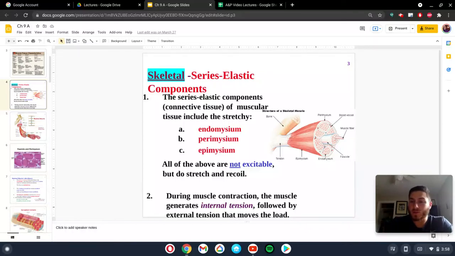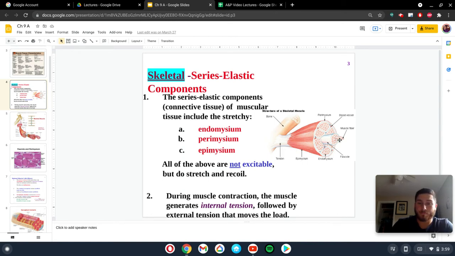Hey everybody. So this next video is going to be talking about the components found within the skeletal muscles. So that said, before we talk about the muscles themselves, we're going to talk about something equally as important to the muscles that does not get enough credit, and that is the connective tissues that surround the muscles. And they are right here. We have endomysium, perimysium, and epimysium.